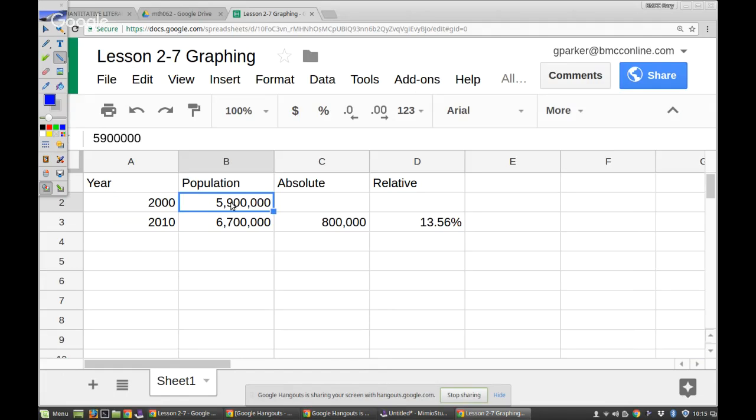So as far as predicting the 2020 population, we've got a couple of different ways we can do it. We can say, hey, let's just assume the population is going up by 800,000 every 10 years. That's one way we could do it. Or we could say the population is going up by 13.56% every 10 years. Talk about it as percent change or amount change.